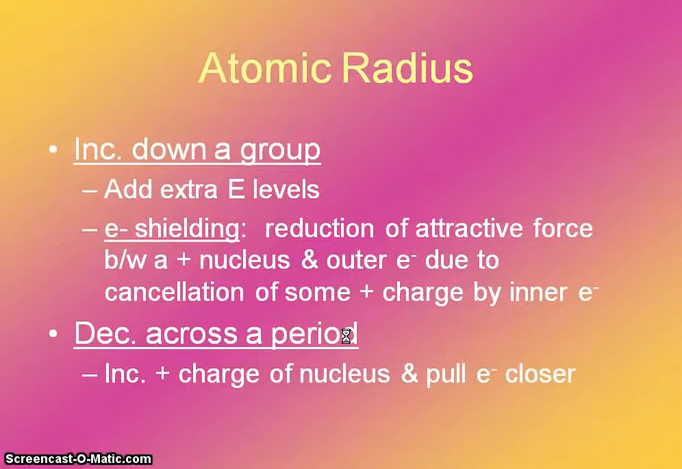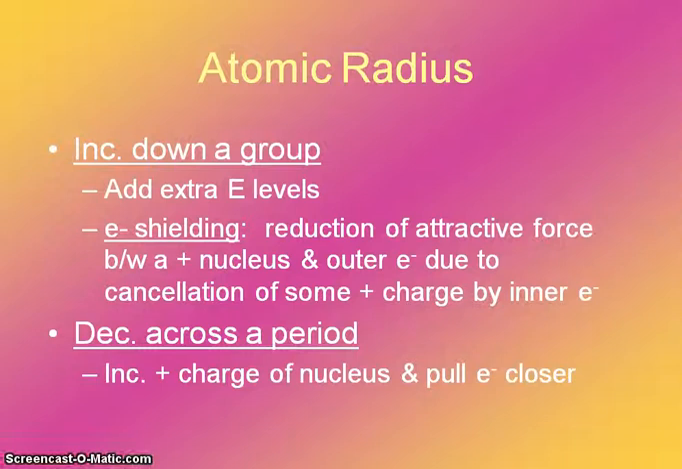The trend that we see in atomic radius, or the size of the atom, is going to be that it increases down a group, so down a vertical column. As you add extra energy levels, those atoms will get larger. Mainly, this is going to be due to electron shielding, which is, by definition, the reduction of attractive force between a positive nucleus and the outer electrons due to the cancellation of some positive charges by inner electrons.